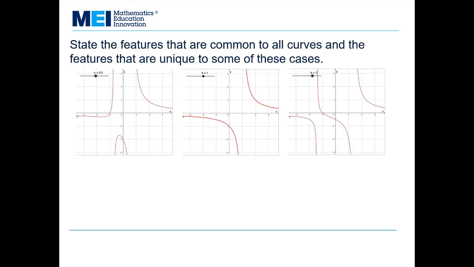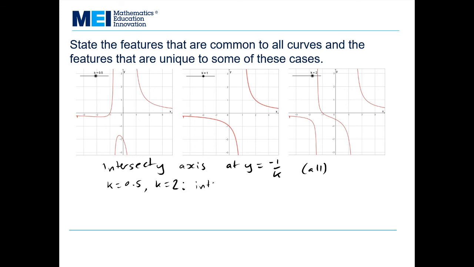Once you've got your three curves then, here are the sort of things that you might write down to go with it. So first of all, I want to say what's common to all of the curves, and they all intersect the y-axis at y equals minus 1 over k. So that's all of them. And then for the cases k equals 0.5 and k equals 2, I've got that it intersects the x-axis at x equals negative 1. Then I might want to talk about the asymptotes, so all have the x-axis as an asymptote.